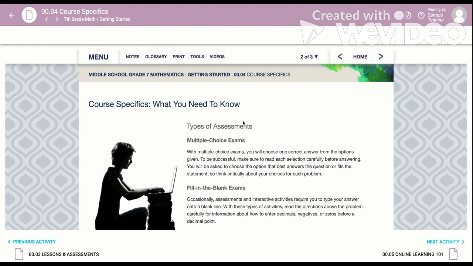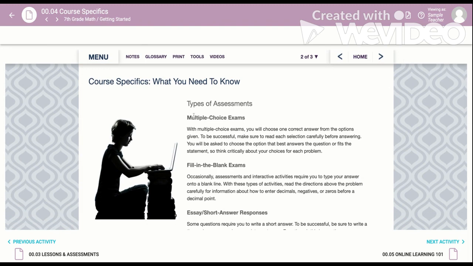Okay, so there are different types of assessments. There will be multiple choice exams. With multiple choice exams, you will choose one correct answer from the options given. To be successful, make sure that you read each selection carefully before answering. You will be asked to choose the option that best answers the question or fits the statement. So think critically about your choices for each problem.